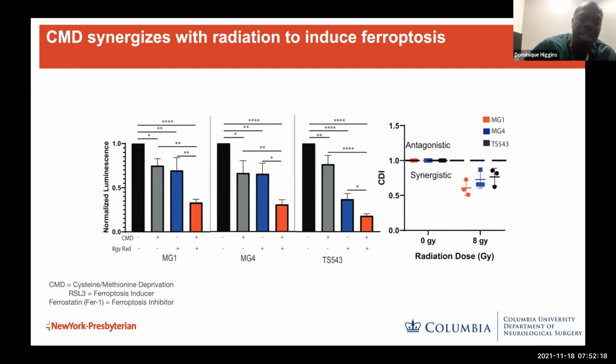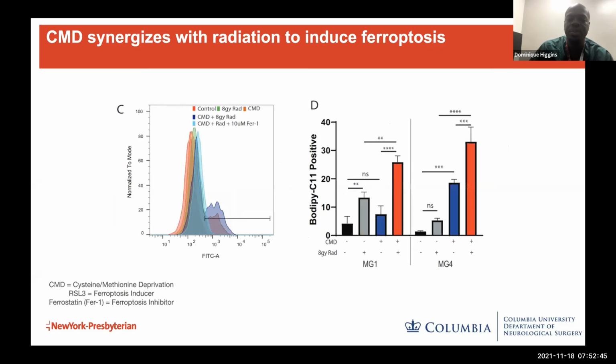So one hypothesis: does cysteine methionine deprivation synergize with radiation to actually induce ferroptosis? And so we took those same tumor cell lines, and we either treated them with just the deprivation alone, or with 8-gray single dose radiation to the cells in culture. And in the red bar, you can see that there's definitely a more significant response in the combination treatment strategy compared to either alone. And then when we do the coefficient score to look for synergy across the 3 lines, they're all below the cutoff. And similarly, we use flow cytometry in the presence or absence of the ferroptosis inhibitor, and we see an increase in lipid peroxidation by this BODIPY C11 assay.